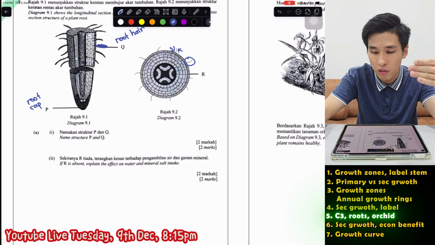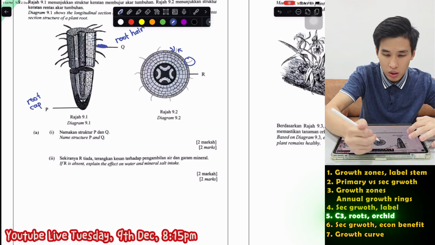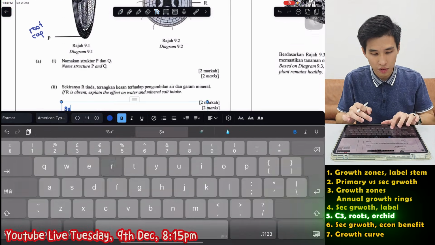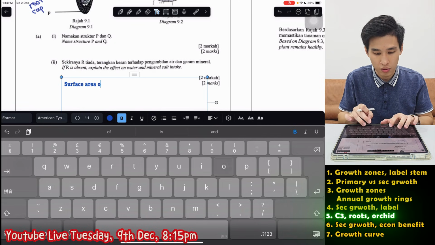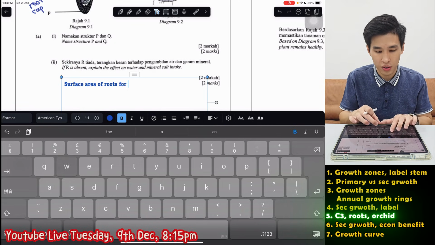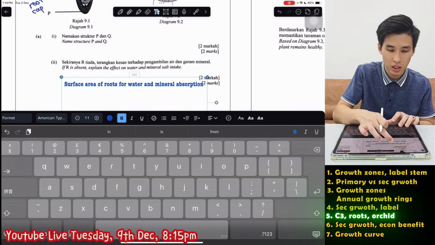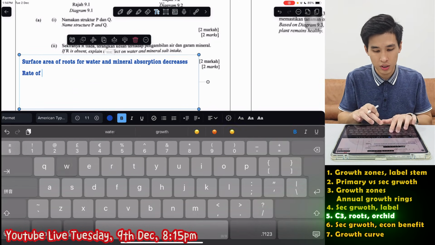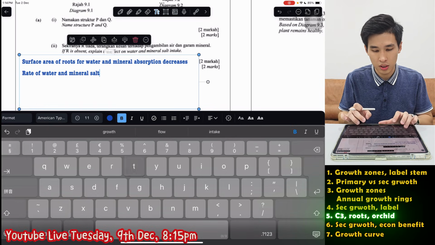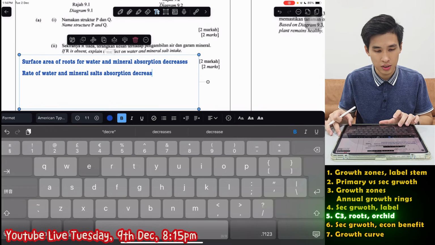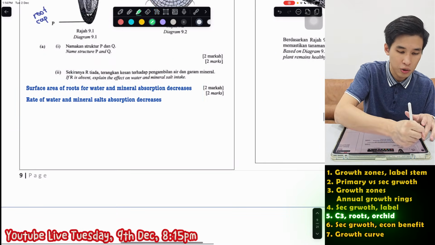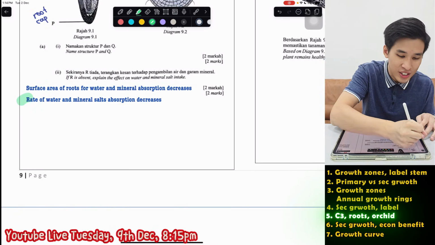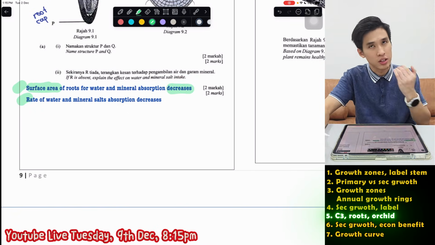So without it, the rate of absorption of water and mineral salts will be slower. So no root hair, surface area of roots for water and mineral absorption, yeah, we write this decreases. So therefore, rate of water and mineral salts absorption decreases. So this is the effect. You absorb water slower. Why? Because the surface area decreases.